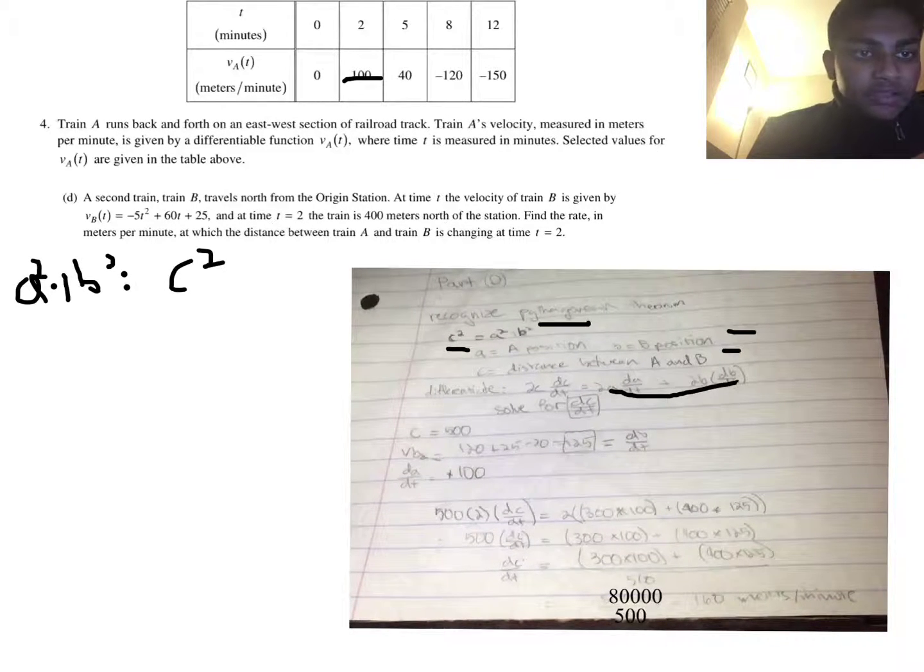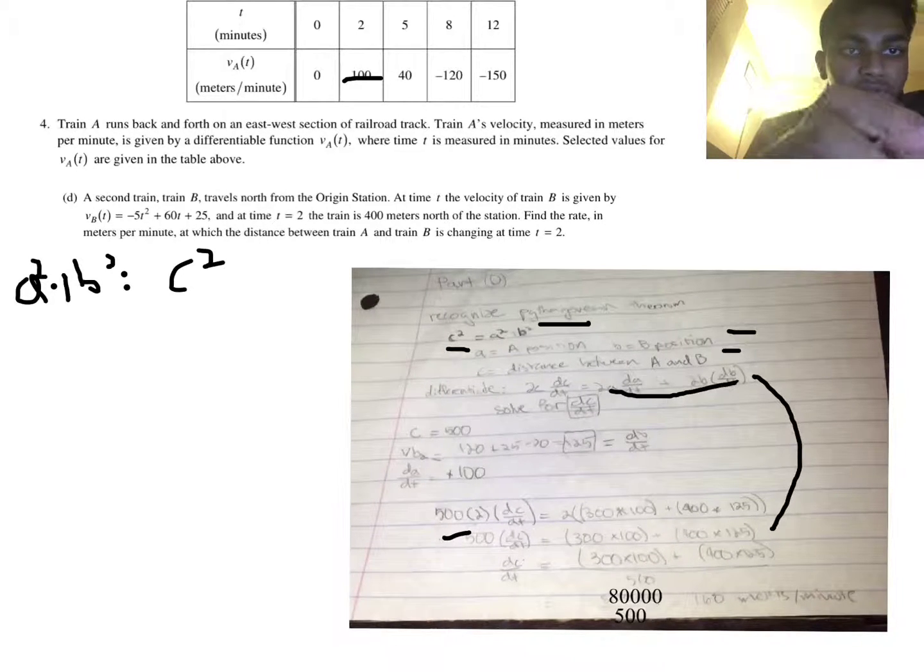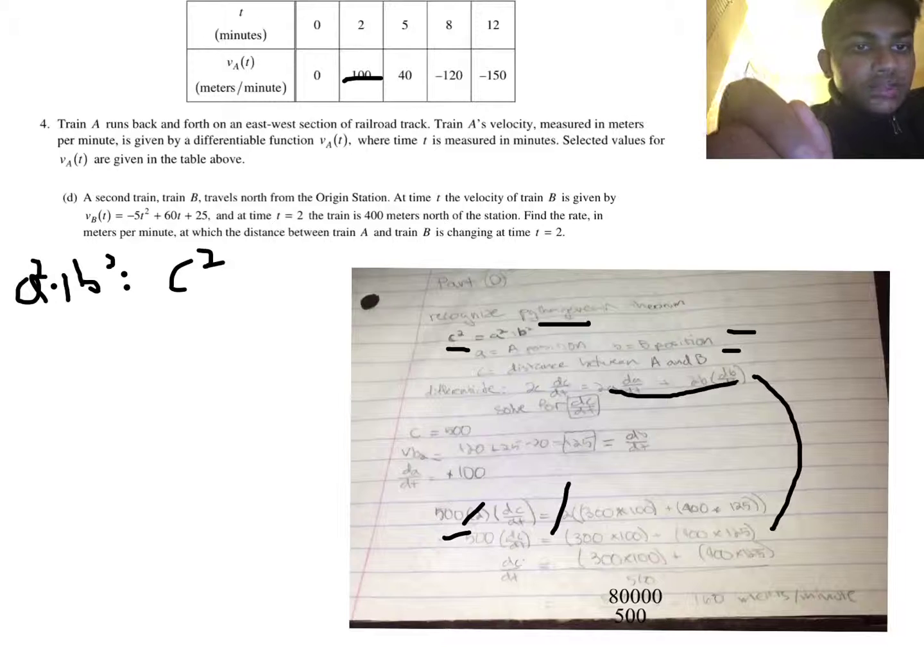So we have 500 times dC over dt is equal to 300 times 100 plus 400 times 125. To clarify, we are using this equation to solve, okay? And we canceled out a 2 here because it's not very necessary. We can cancel it out. Okay, and when we solve for it, it's 80,000 over 500, which is equal to 160 meters per minute. That is your solution. Thank you very much.